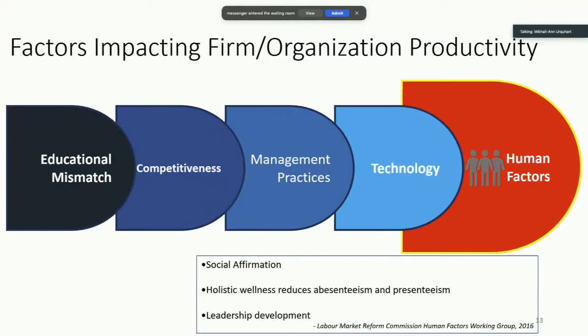And lastly, while we recognize that management practices are going to be important, we also have to think not just about management of processes and skills, but also about leadership. And with leadership, we have more engaged workers that have better attitudes.